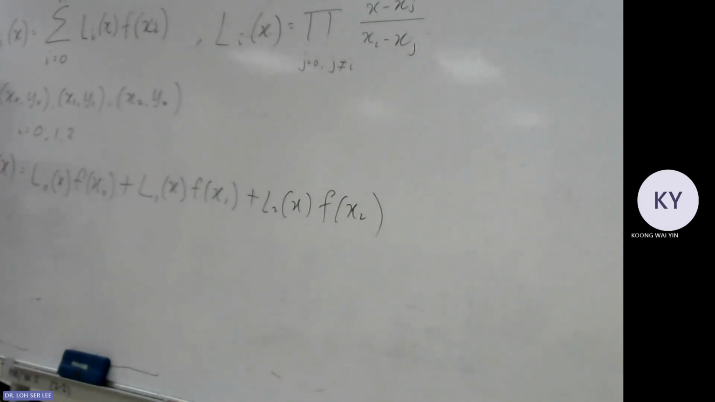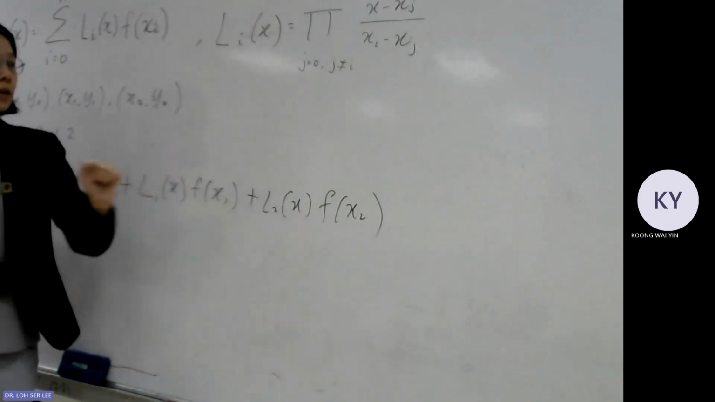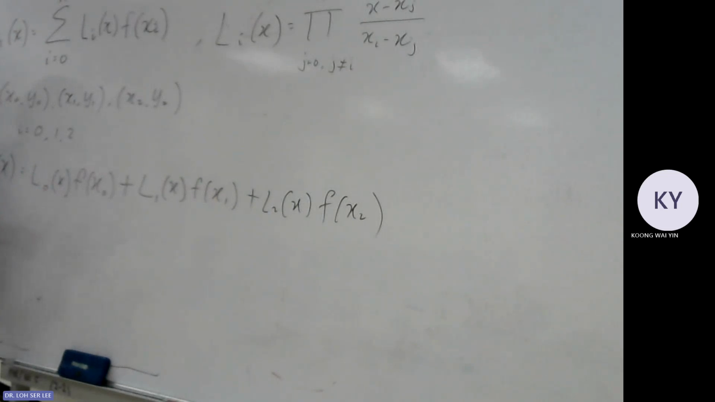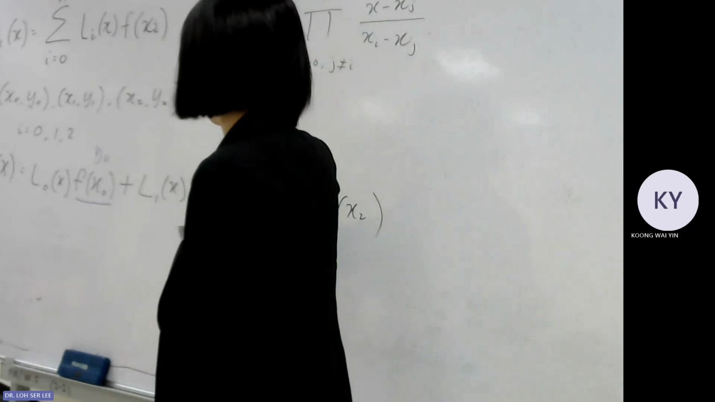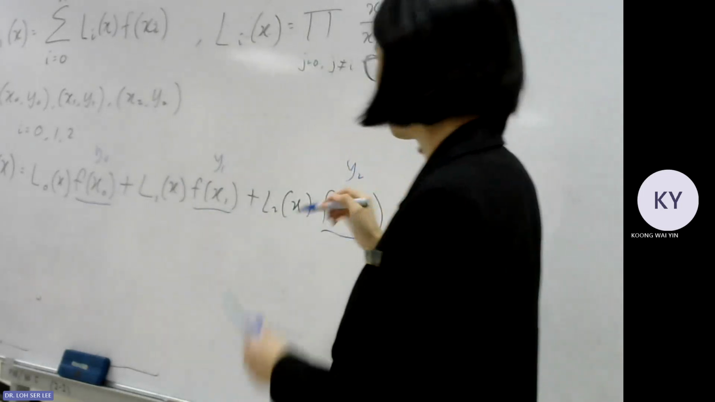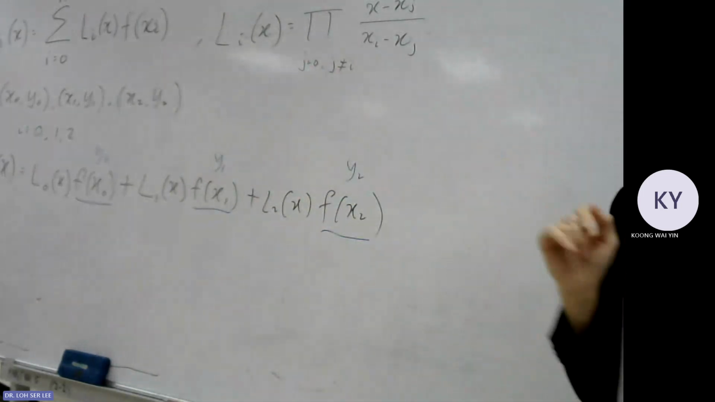This is totally different from the Newton interpolation formula, right? The Newton one, we have b0 plus b1 (x minus x0) plus b2 (x minus x0)(x minus x1). But for Lagrange, we have this, and you have to know what this is: L0, L1, L2. Because your f(x0) is actually your y0, the first one. This is your y1, this is your y2. You can get the values from the given points.